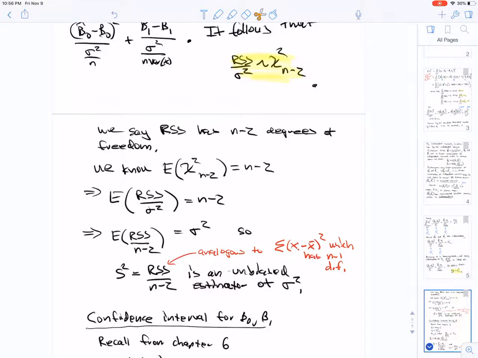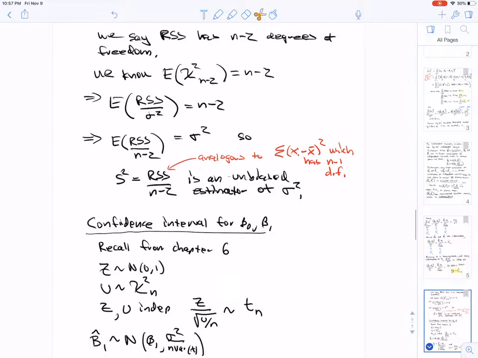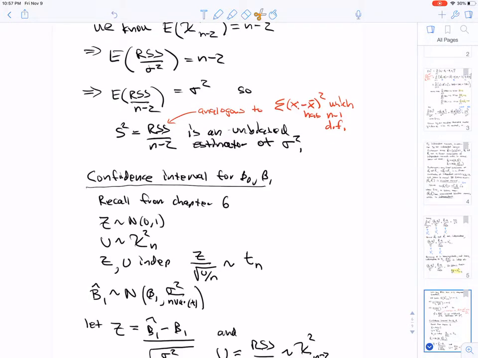We know that the expectation of a chi-squared with n minus 2 degrees of freedom is n minus 2, and hence the expectation of RSS over sigma squared is n minus 2, and hence the expectation of RSS over n minus 2 is sigma squared. So we have an unbiased estimator of sigma squared, namely RSS over n minus 2. We'll call that s squared. And that is a great find. So now that we have our estimator for sigma squared, we can make confidence intervals for beta 0 and beta 1.